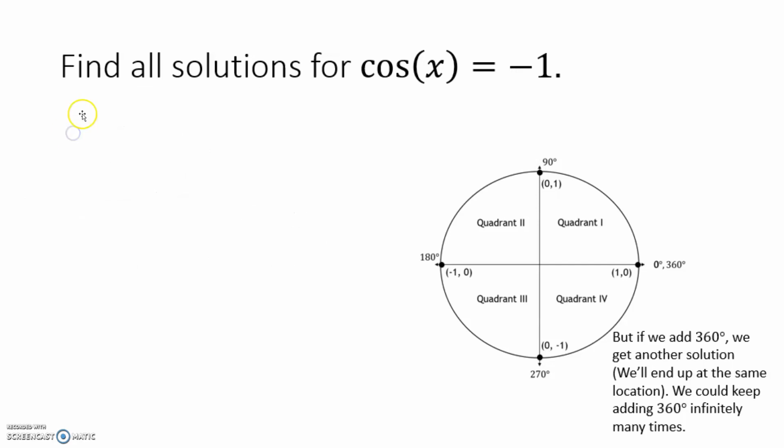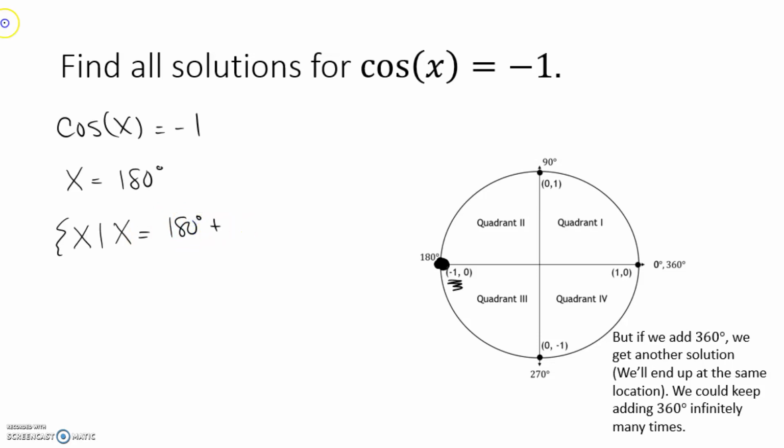For cosine of x is negative 1. Still it says find all solutions. Doesn't give us an interval. So where is cosine negative 1? That is right here, negative 1. And that's the only answer. I don't have 2. So to get back to the spot, I would add 360, however many times I want to. So x is equal to 180. Therefore, your solution set will be x such that x equals 180 plus 360k. And that will be your final answer for that one as well.